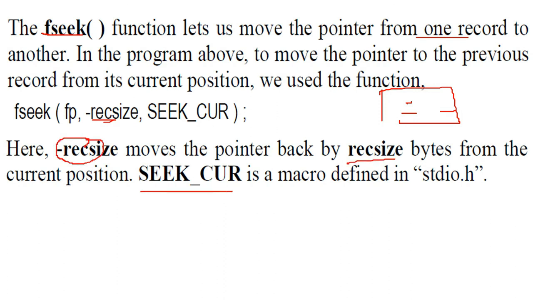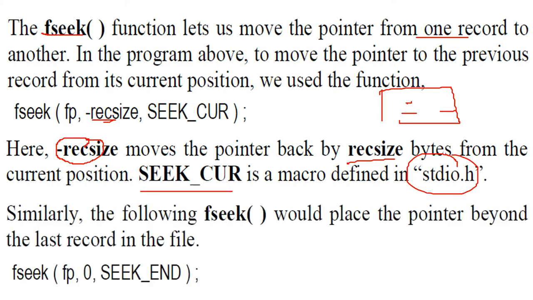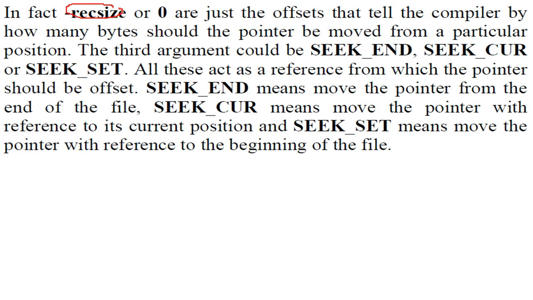And SEEK_CUR is a macro actually. It is defined in stdio.h. Similarly, we have fseek. This will place the pointer beyond the last record in the file because we have used SEEK_END with 0. This minus REC size and 0, these are just the offset, that is, how much you have to move the pointer. The third argument here, SEEK_END, SEEK_CUR, SEEK_SET, as we said, these are all simple macros, and these act as the reference from where the pointer should be offset. For example, SEEK_END means move the pointer from the end of the file. SEEK_CUR means move the pointer with reference to its current position, and SEEK_SET means move the pointer with reference to the beginning of the file. SET means beginning of the file.